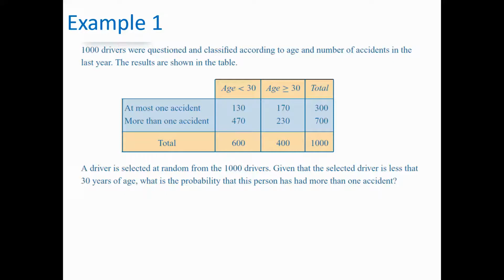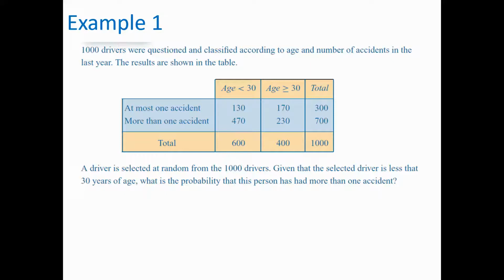If I read this whole table, this tells me there are 1,000 drivers in total. 400 of them are 30 or older, and 600 of them are less than 30. Out of the 1,000 drivers, only 300 of them had one accident, and 700 of them had more than one accident. So that's what I'm illustrating in this table so far. This is your Karnaugh map.